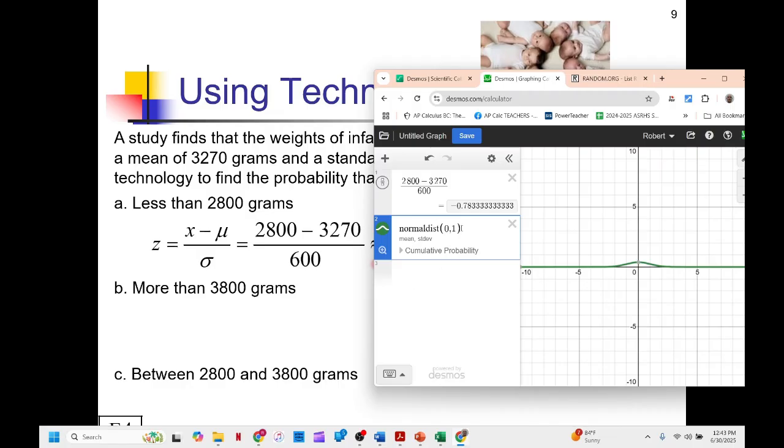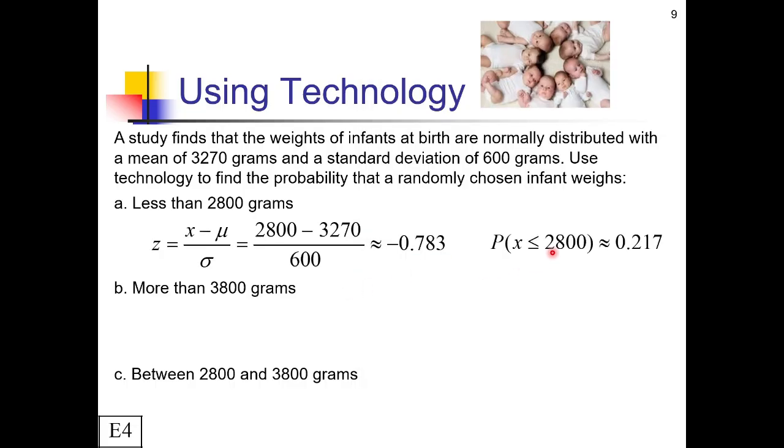Now after you write that out, you have to do a dot, a period, and enter CDF. Then in a parenthesis after that, you put in your z-score, which is this value up here, negative 0.783, and we'll just use the rounded version. That gives us an output of 0.217. So this is the area to the left of this z-score on the standard normal distribution. We got 0.217, so roughly 21.7% of infants are going to be less than 2,800 grams.